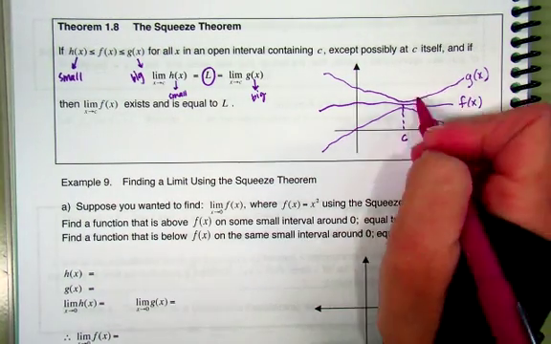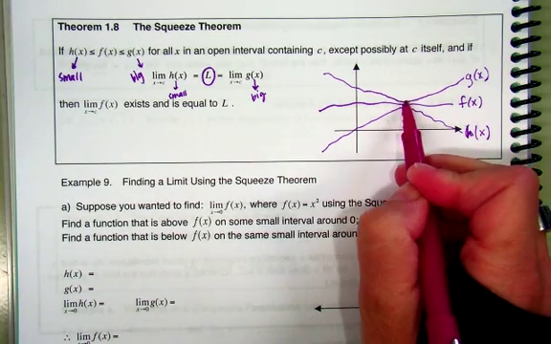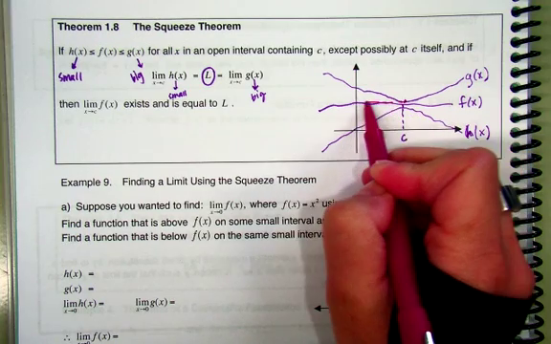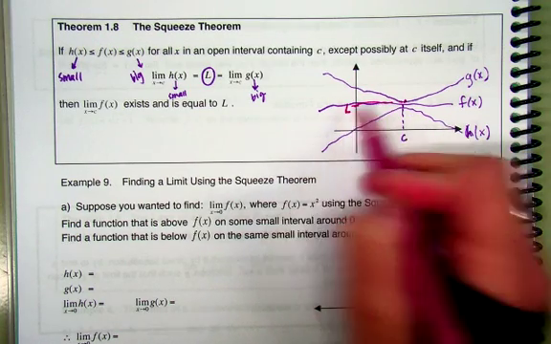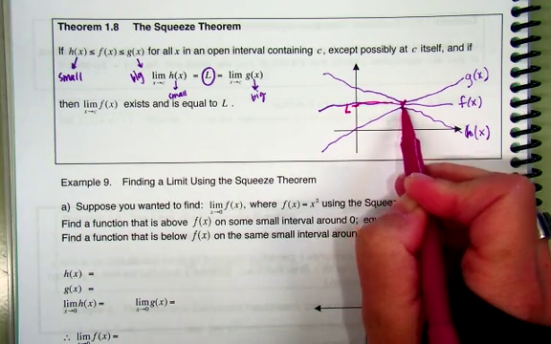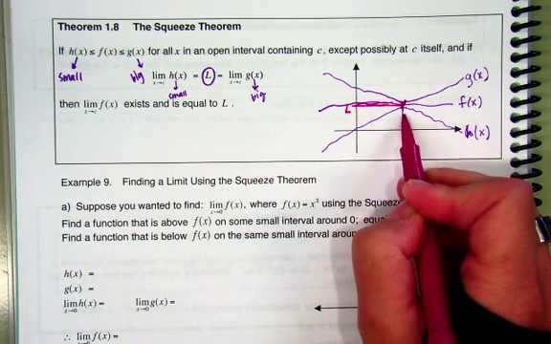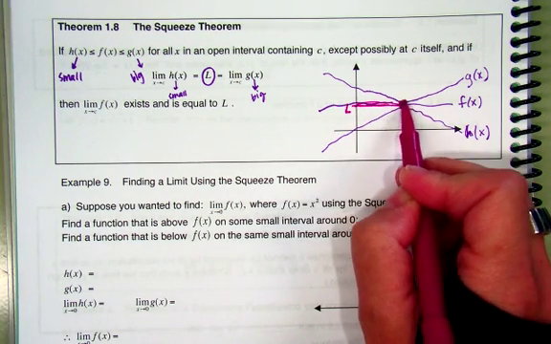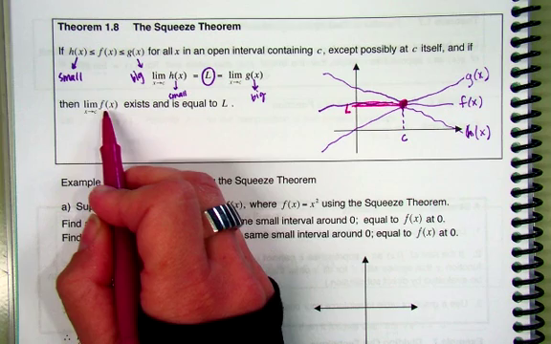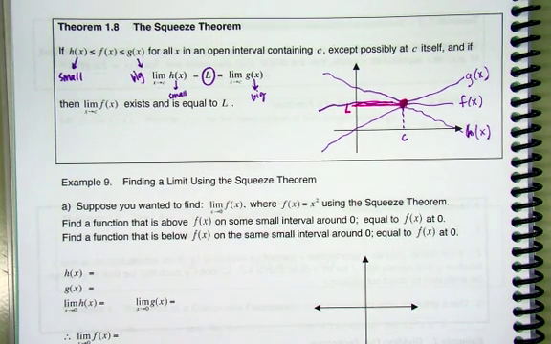And so what it's saying is that if the limit of g of x here has this limit of L, and the limit of h of x also has that same limit of L, then obviously since f of x is between the two, it gets squeezed in there, then obviously the limit of f of x at that point is equal to L as well. Okay, so that's really all that your squeeze theorem is saying.